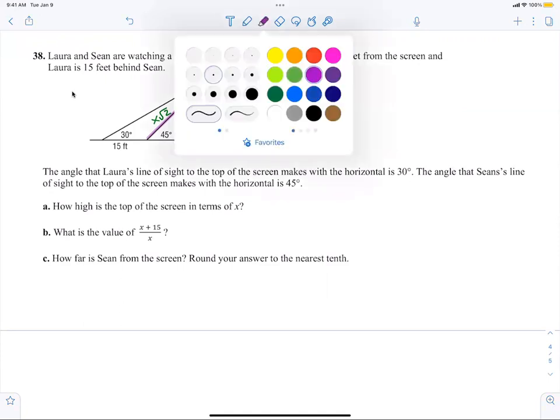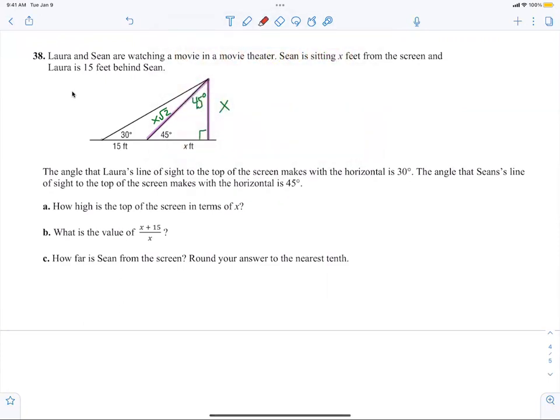Now, what is this length right here going to be? 2x, thank you very much. It's 2x.